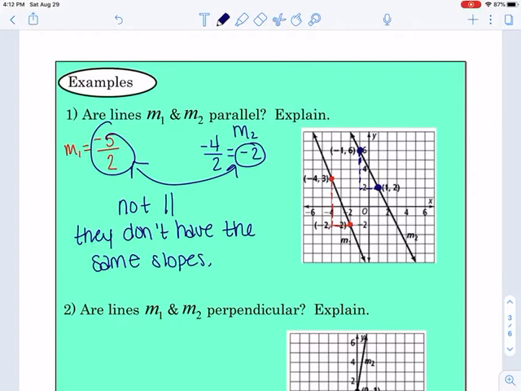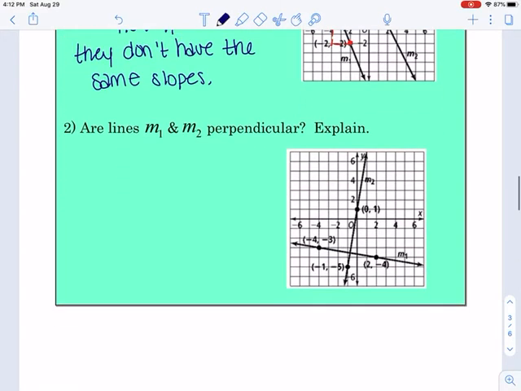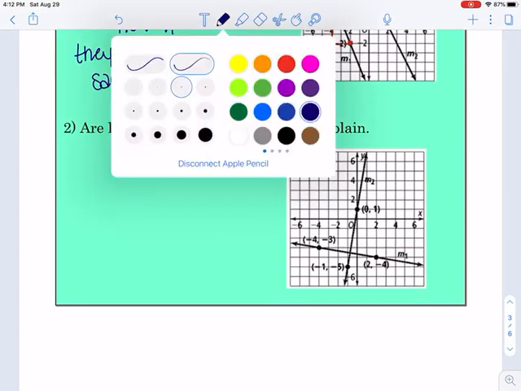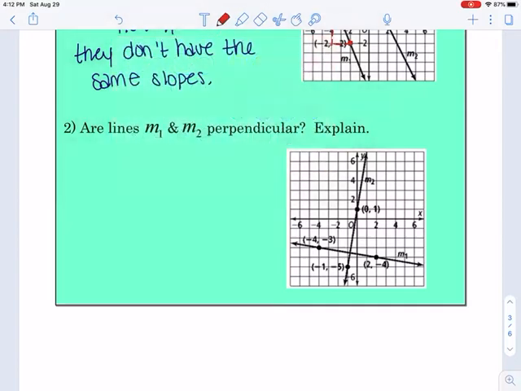So for our second example, we're going to do the same thing, but this time we want to know if the lines are perpendicular. So again, perpendicular lines are going to have negative reciprocal slopes. Doesn't matter which one I start with. I'm going to start with that M1 again. M1, I'll highlight the 2 points on there in red.